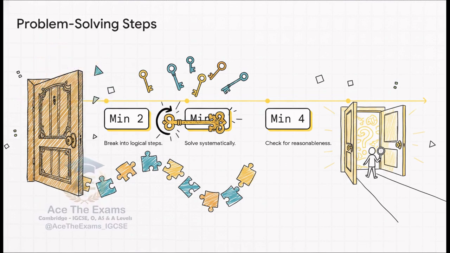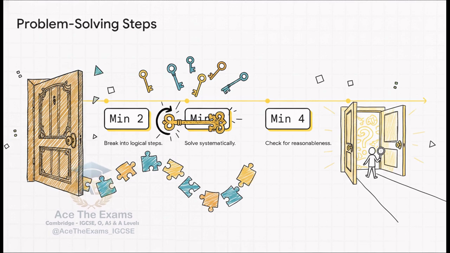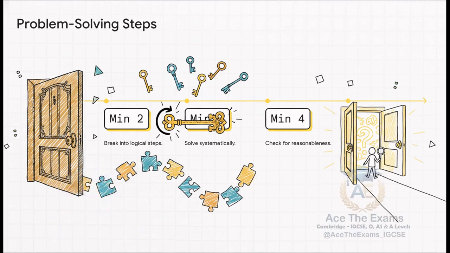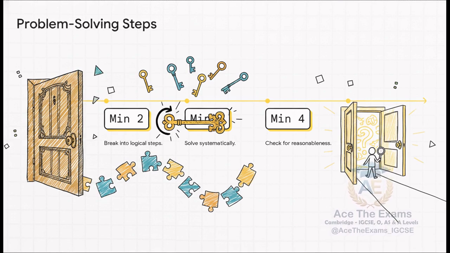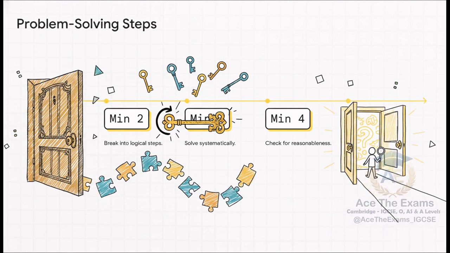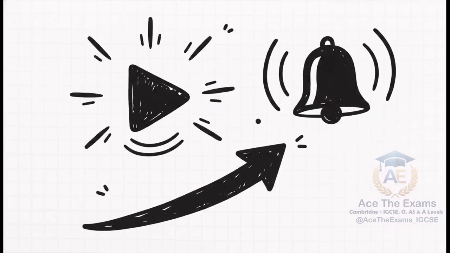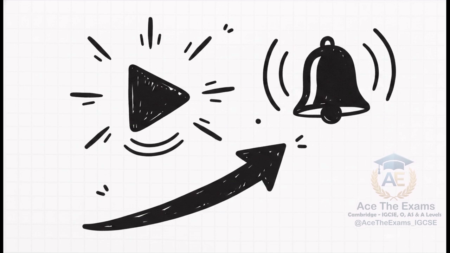You physically turn the key in the lock. That's solving the quadratic systematically. You open the door and look inside the room. That's checking your answers for reasonableness. And finally, you confidently walk through the door, making your final justified presentation. Encoding these complex mathematical concepts as a sequential physical story ensures they are easily recalled even when you're under extreme exam pressure.